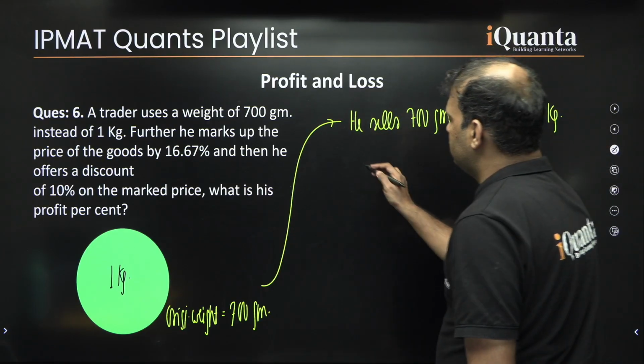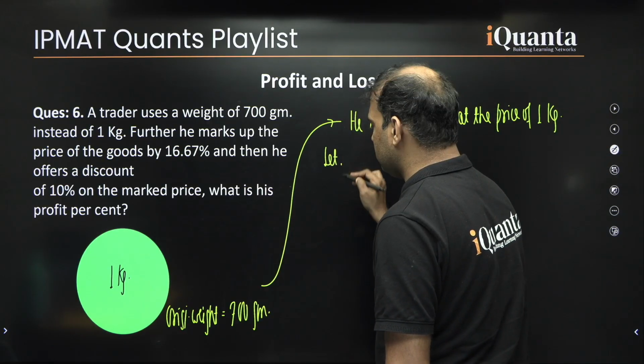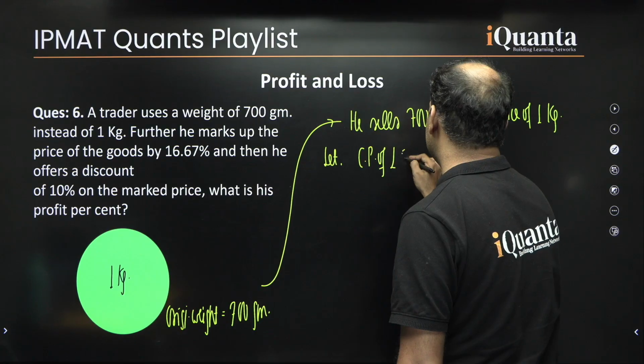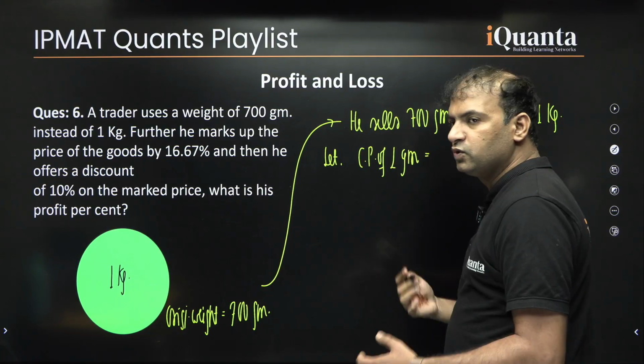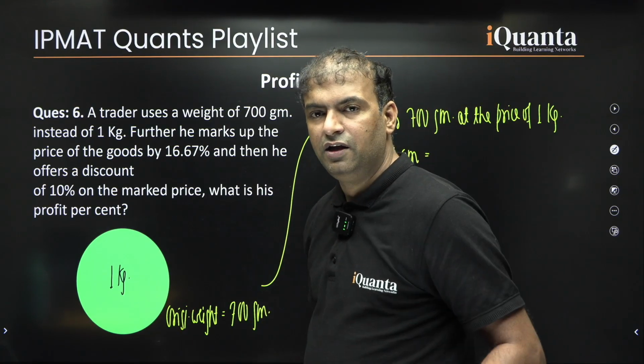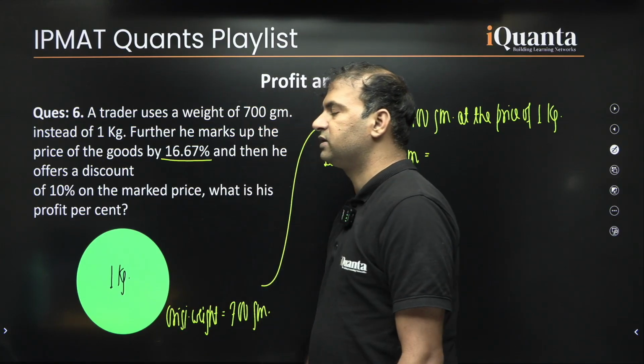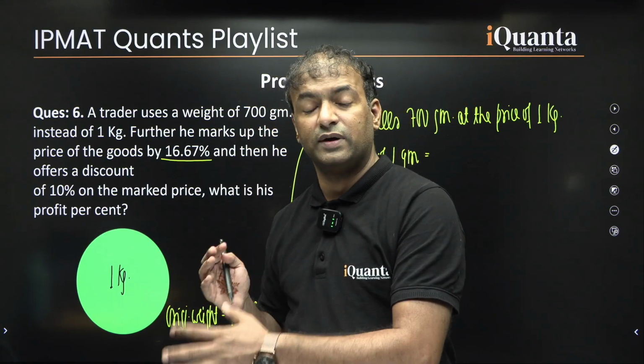Okay, we can assume the cost price and selling price as something, right? What should I assume? Let the cost price of 1 gram be how much? See guys, usually I assume it as 1 rupee. We can do the same here as well. But in this question, remember, he's marking up by 16.66%. 16.66% is 1 by 6, right?